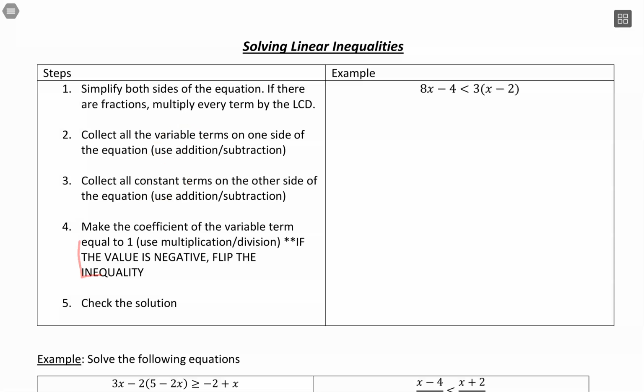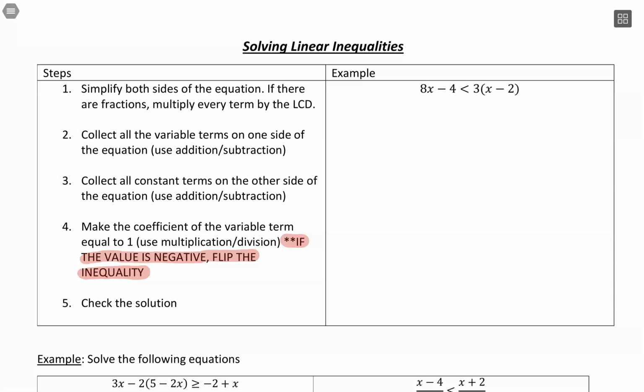And then in this step where we're making the coefficient of 1, where we're multiplying and dividing both sides by a value, if that value that we're multiplying or dividing by is negative, then we need to flip the inequality. So we just need to be careful of that scenario. Otherwise, the inequality just stays the same throughout the whole process. And we can check the solution with these as well by just choosing a value that fits and see if it works.